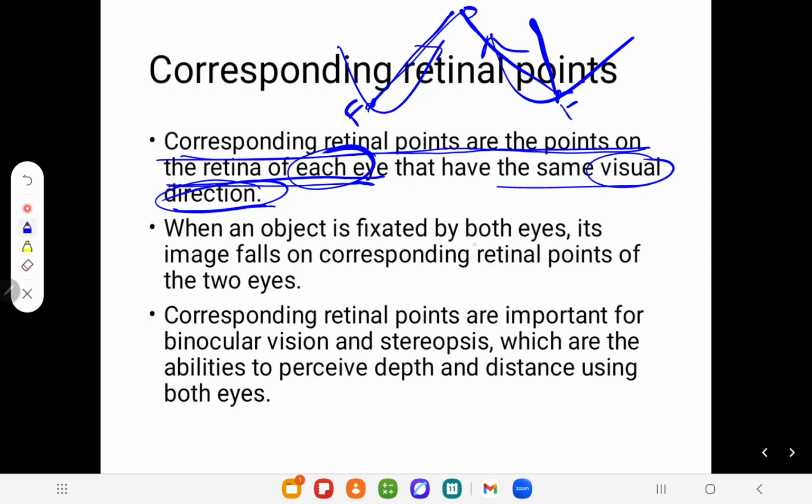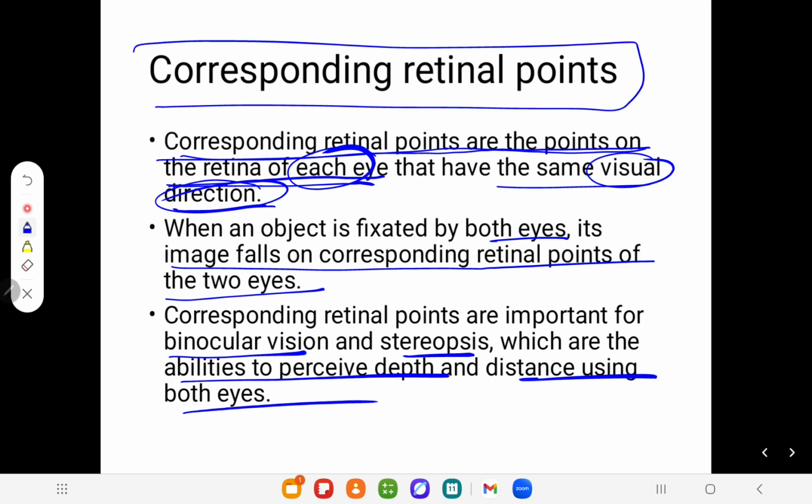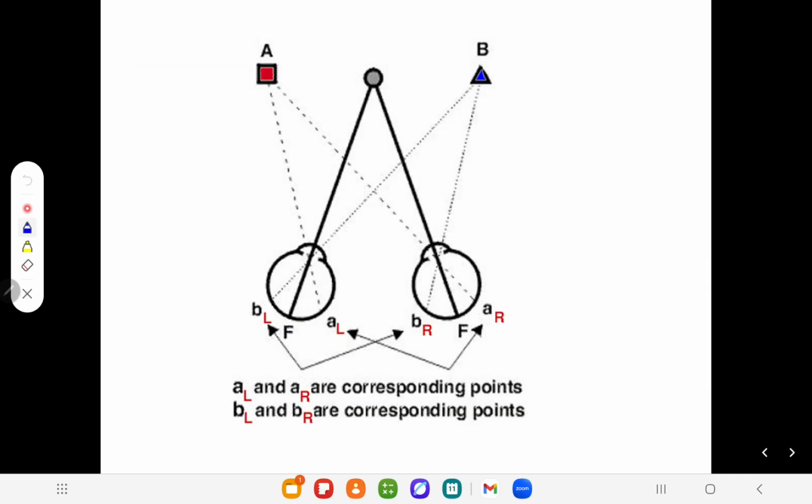When an object is fixated by both eyes, its image falls on the corresponding retinal points of the two eyes. It's always so, and corresponding retinal points are important for binocular vision and stereopsis, which are the ability to perceive depth and distance. If you can't describe corresponding retinal points, it will be a huge failure, because the basis of binocular vision is described on the basis of corresponding points. So you have to understand corresponding points before moving on to the next point. The fovea is always a corresponding point to the other eye's fovea. Don't worry about it. In this picture, I am just trying to tell you that BL and BR are corresponding points.